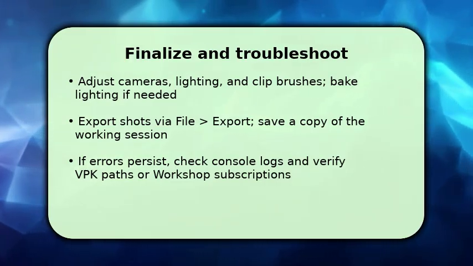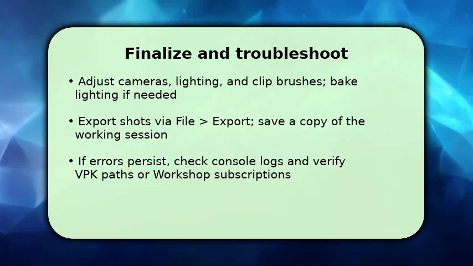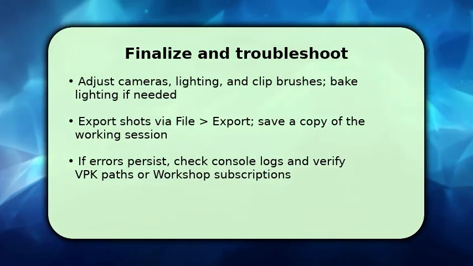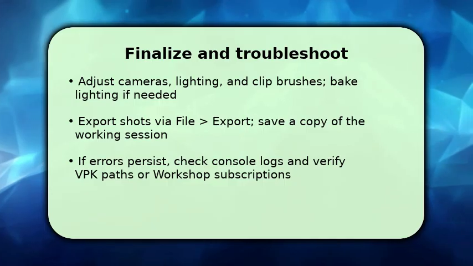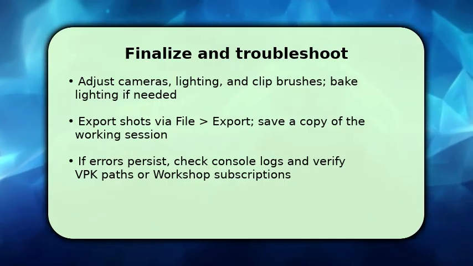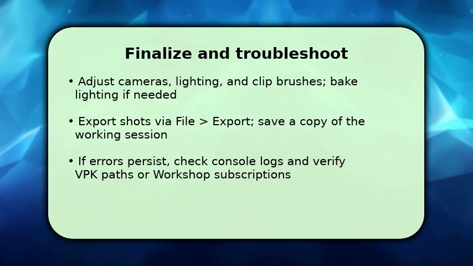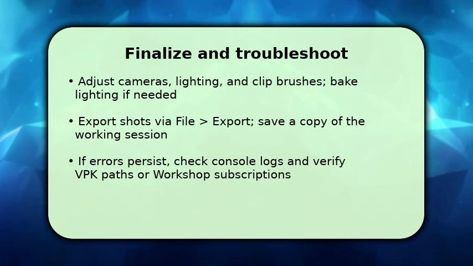If the map fails to render correctly or assets remain missing, open the console to read error messages and verify VPK mount points or workshop subscriptions. Often remounting the game or reinstalling the map files fixes path issues. That single troubleshooting check usually resolves stubborn load problems.